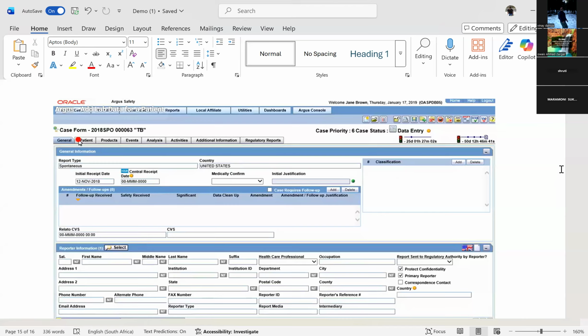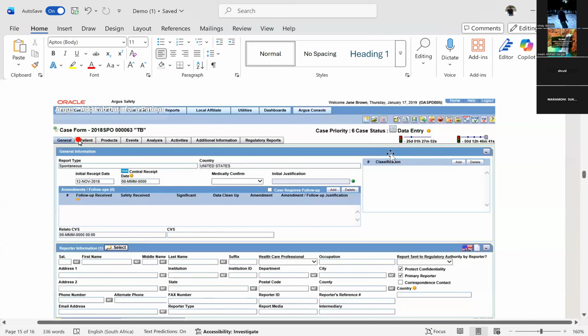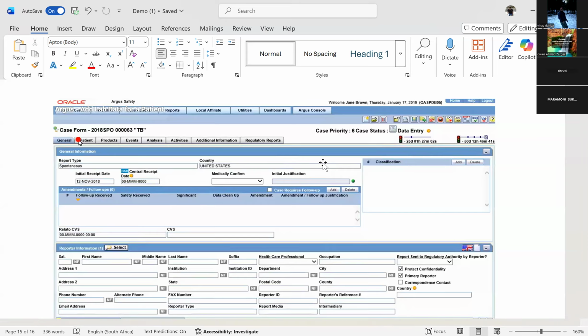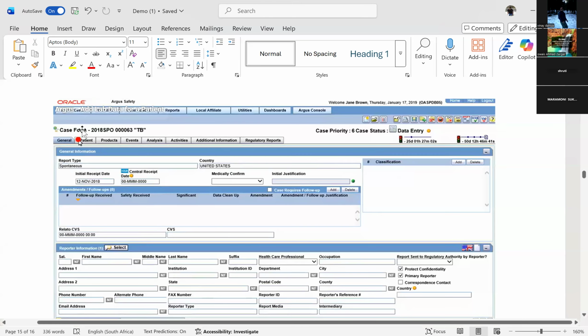Okay. The whole purpose of this Argus or safety database series is to understand the difference between Argus and different safety databases, why safety databases exist, and how we process a real world case scenario. In the next video, I'll be showing the difference between Argus, LSMV, and Veeva Vault or Veeva Safety.